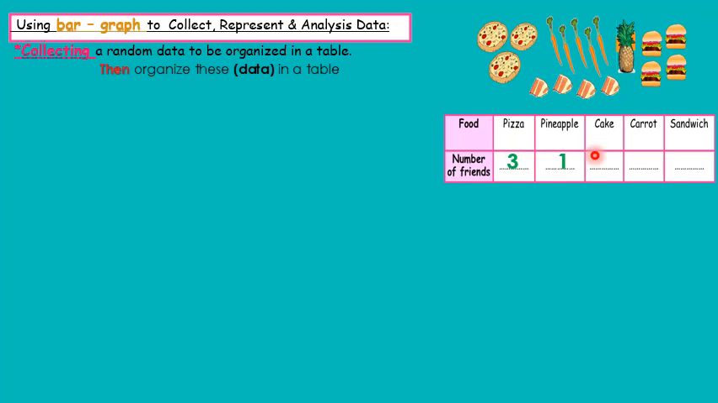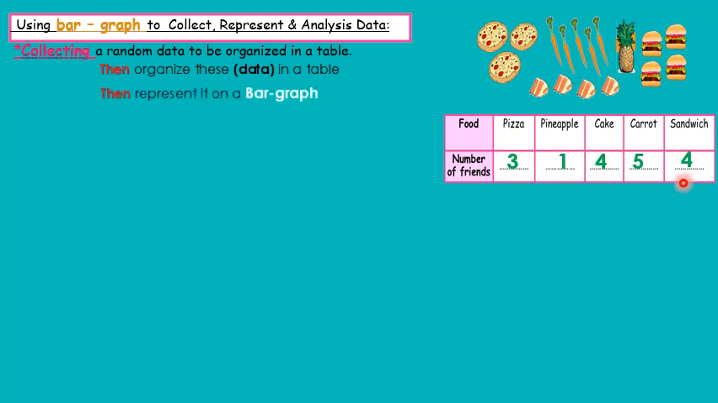How many cake do I have here? 1, 2, 3, and 4. So I will write here 4. Excellent. How many carrot do I have here? 1, 2, 3, 4, and 5. So the answer will be 5. How many sandwich do I have here? 1, 2, 3, and 4. So the answer will be 4. So now we know how we can organize the data inside the table.